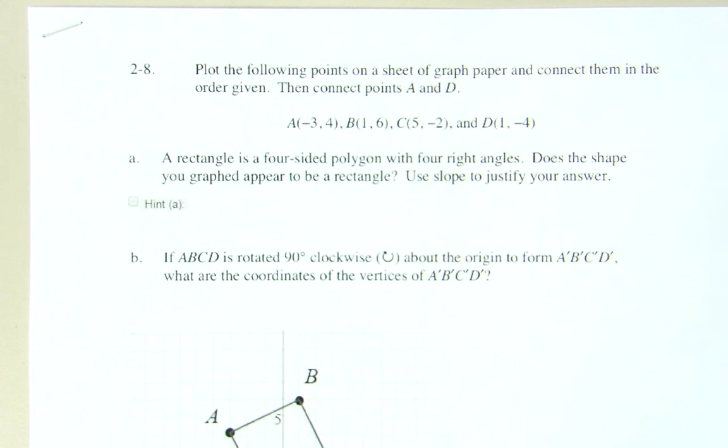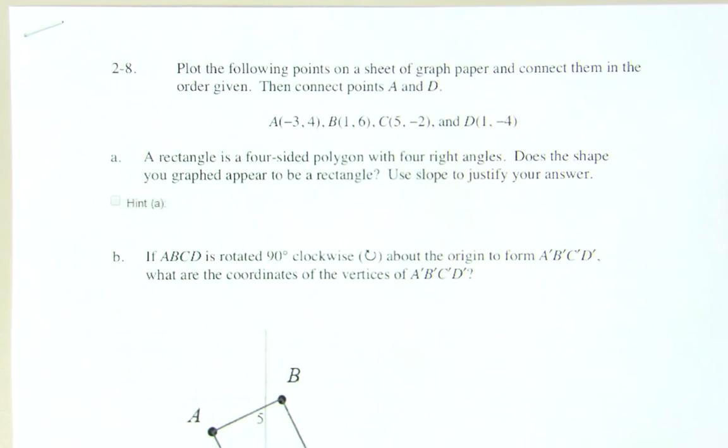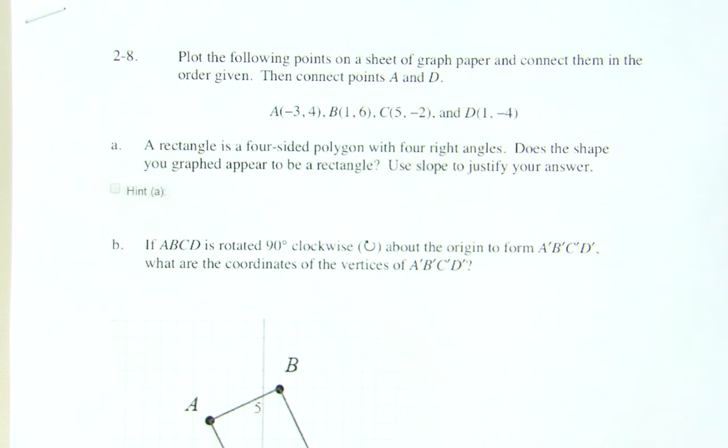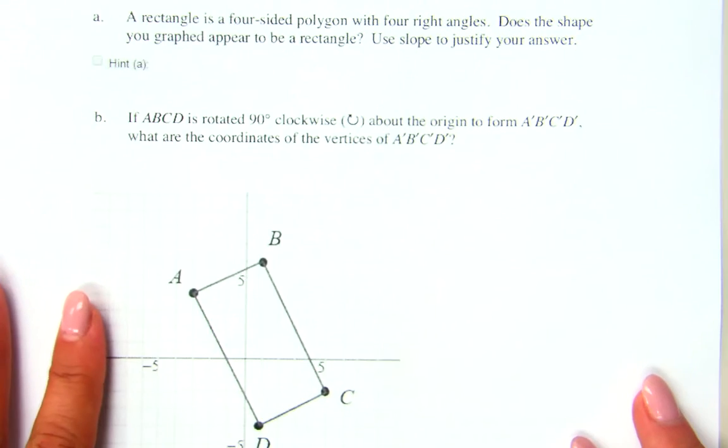Okay, in this math 2, we're going to do, actually in chapter 2, problems 8, 9, and 11. So for this one, it says plot the following points on a sheet of graph paper, then connect them in the order given. So basically connect points A to B, B to C, C to D, and then D all the way back to A. You should get a rectangle that looks somewhat like this.